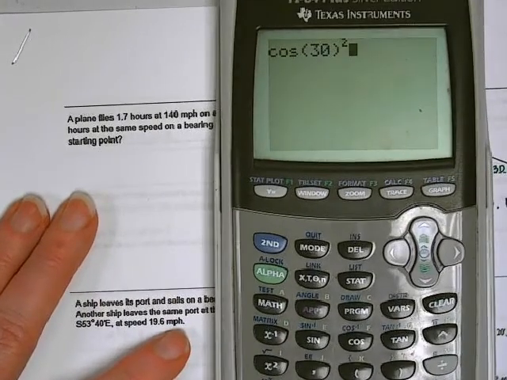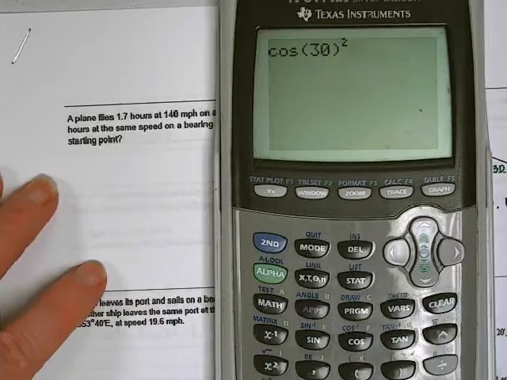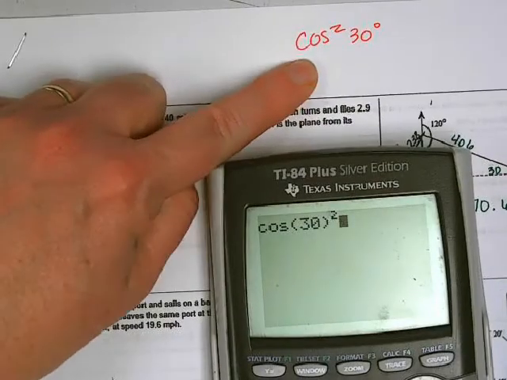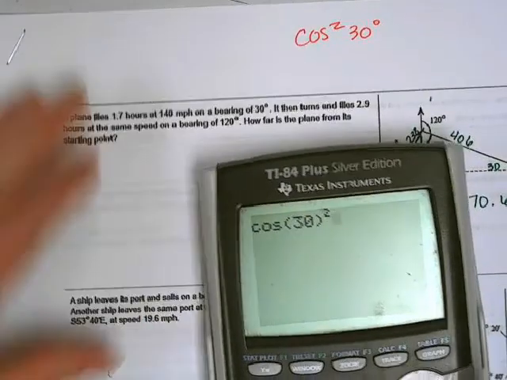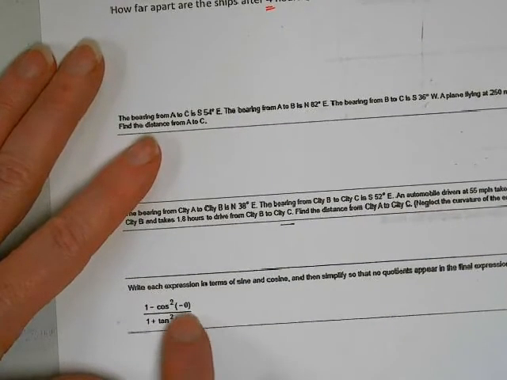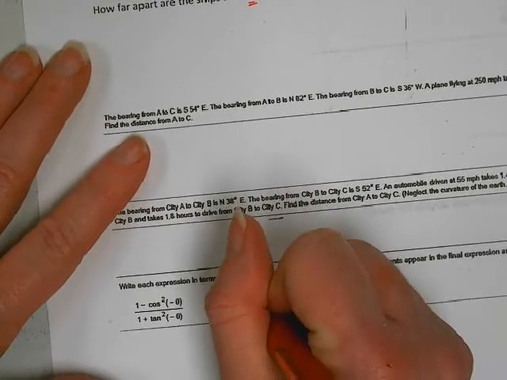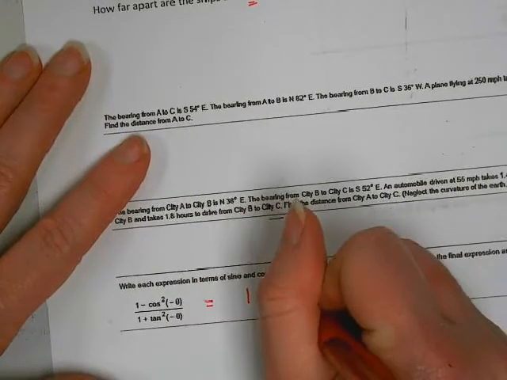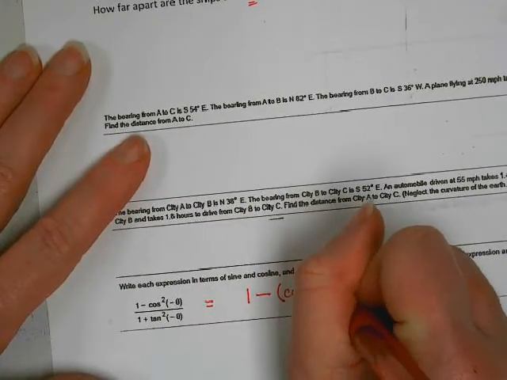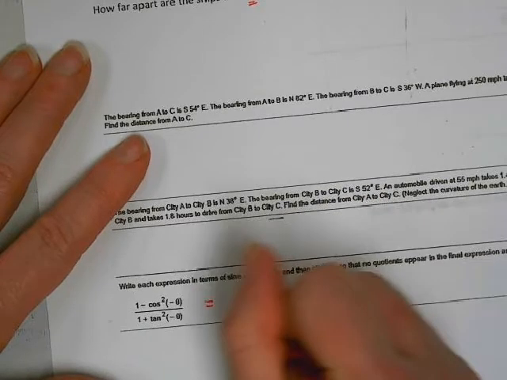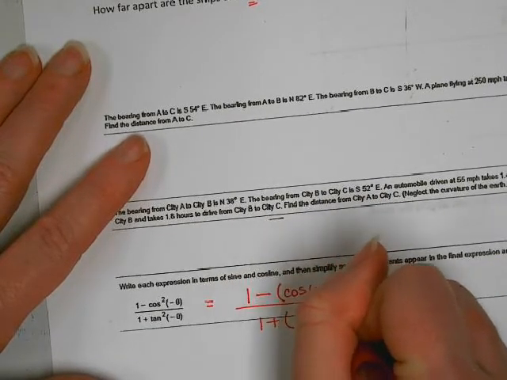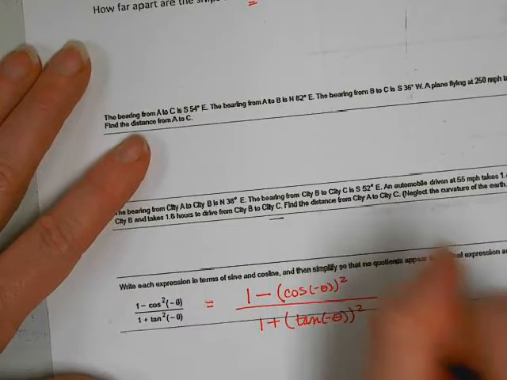And there is that problem. You can just type it straight in your calculator and get the answer. So that is the same thing as this, the way we write this. Okay? So when you have this written like this, I'm going to rewrite it for just a second as 1 minus cosine negative theta squared over 1 plus tangent negative theta squared.